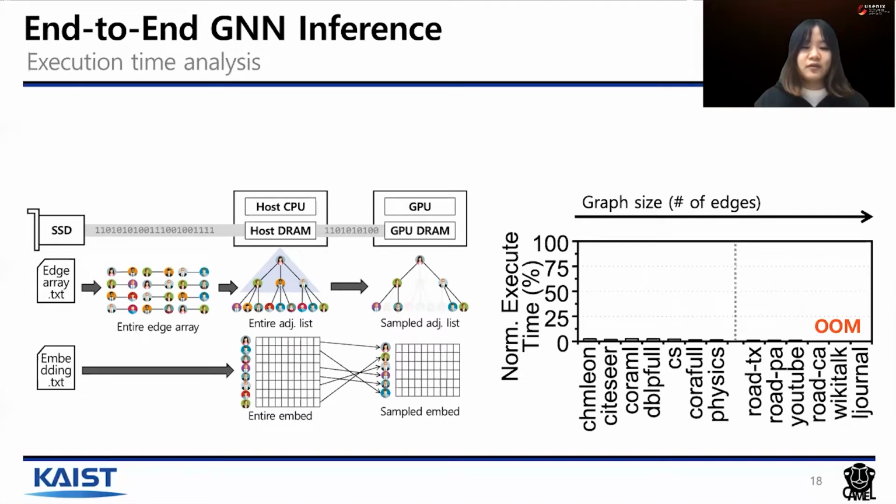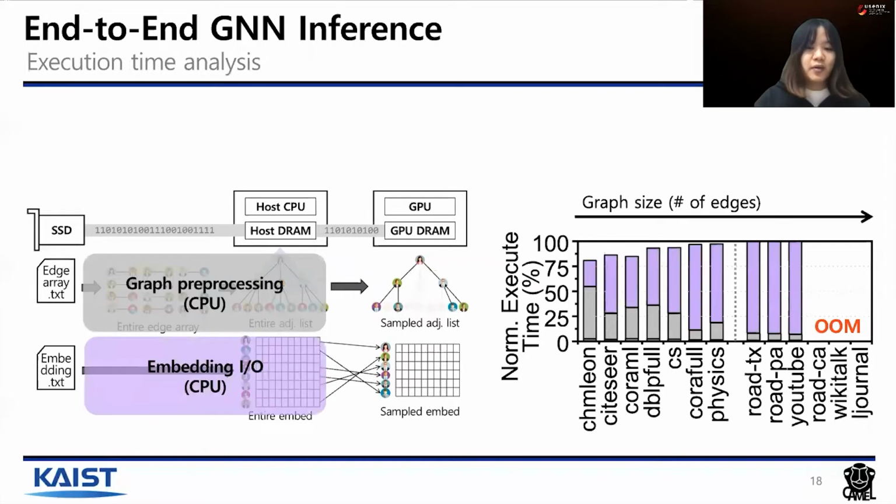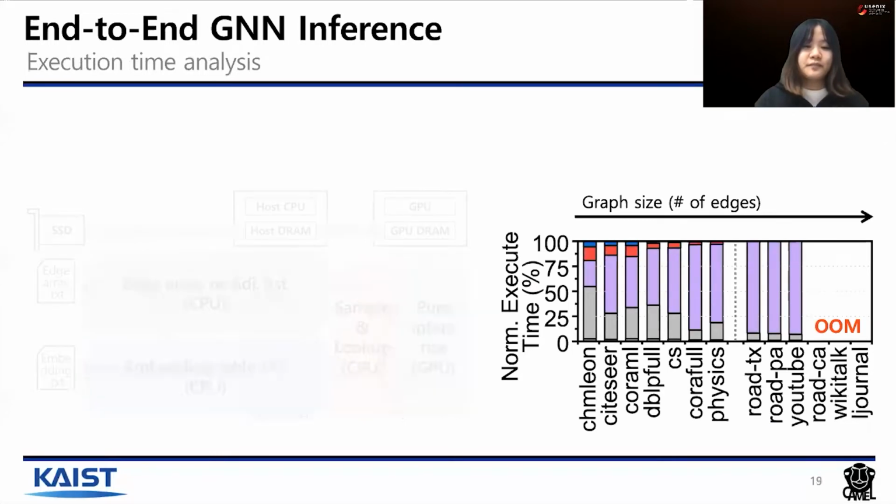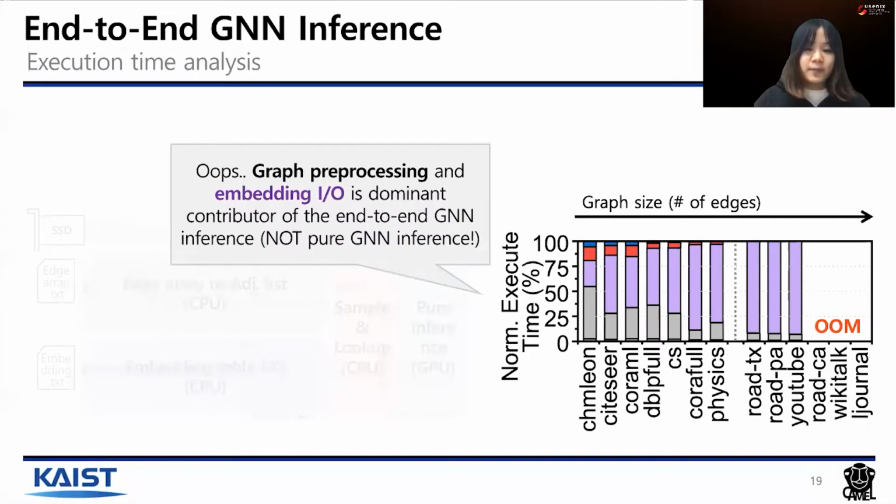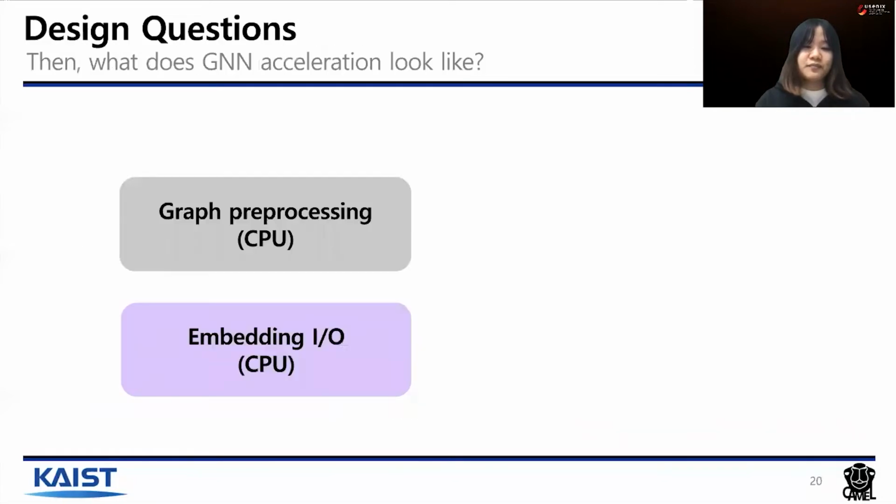Let's break down the execution time into graph preprocessing, embedding I/O, batch processing, and pure inference time. As shown in the graph, graph preprocessing and embedding I/O are the dominant contributors of execution time, not the pure GNN inference time. Also, please note that we cannot perform GNN inference on graphs that cannot fit into the host memory due to the out-of-memory issue.